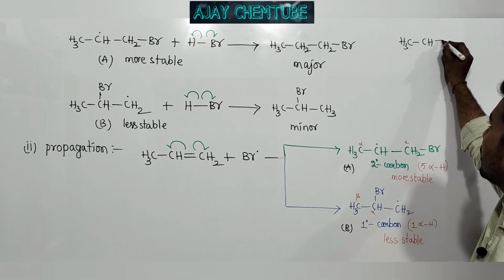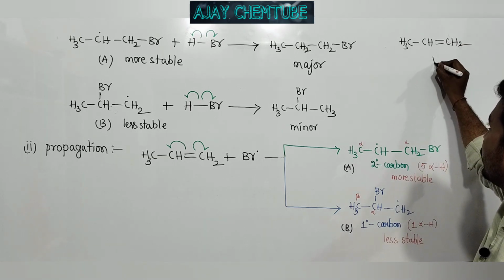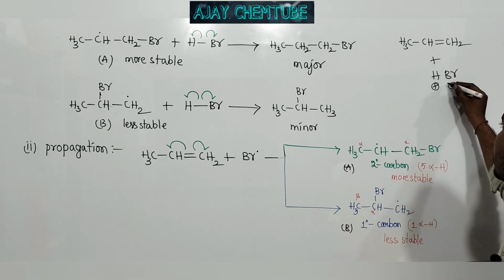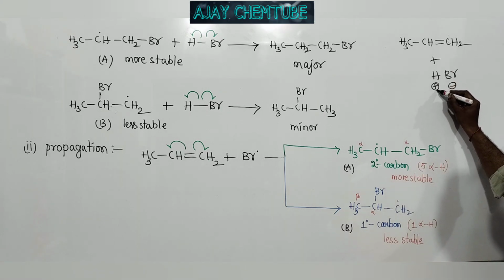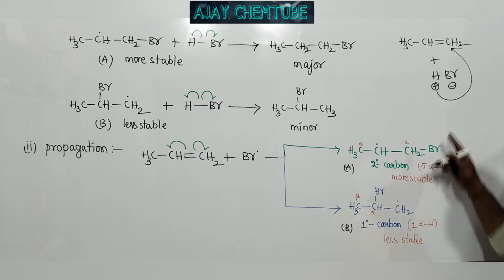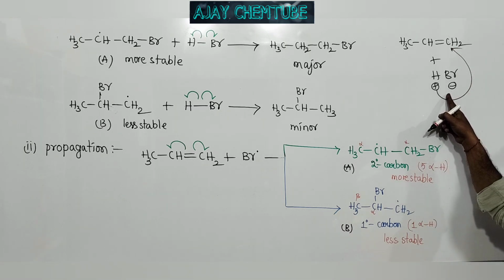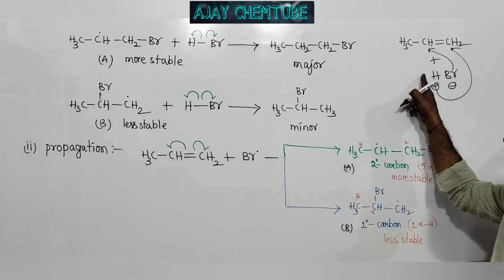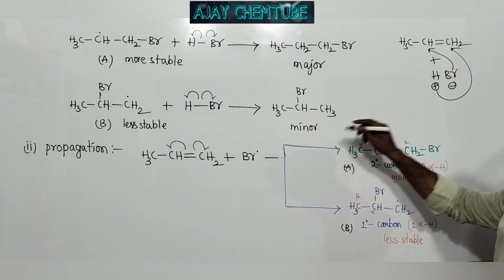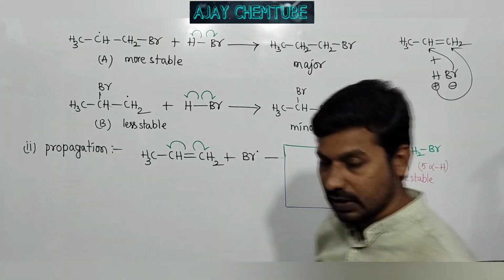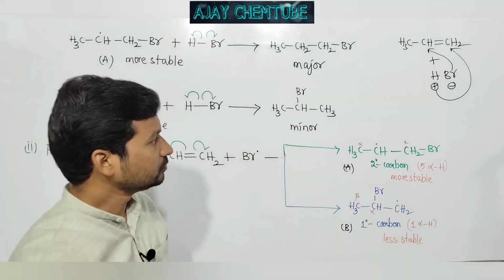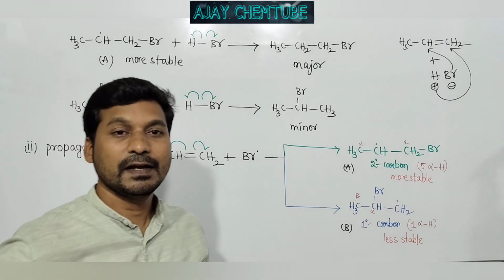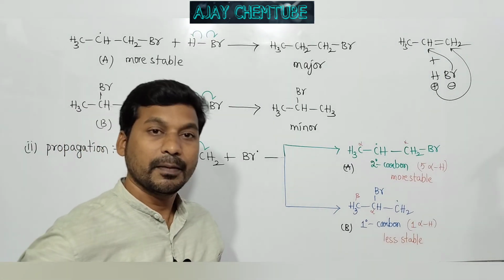So what is the reactant? CH3 CH double bond CH2, addition of HBr. Positive part this is, negative part this is. So the positive part should attach to the double bonded carbon containing more hydrogen. Markovnikov product: bromine attached here. This is Markovnikov. Markovnikov product is minor, opposite is major. This is about the anti-Markovnikov rule. So in anti-Markovnikov's rule, the mechanism is free radical addition reaction mechanism.